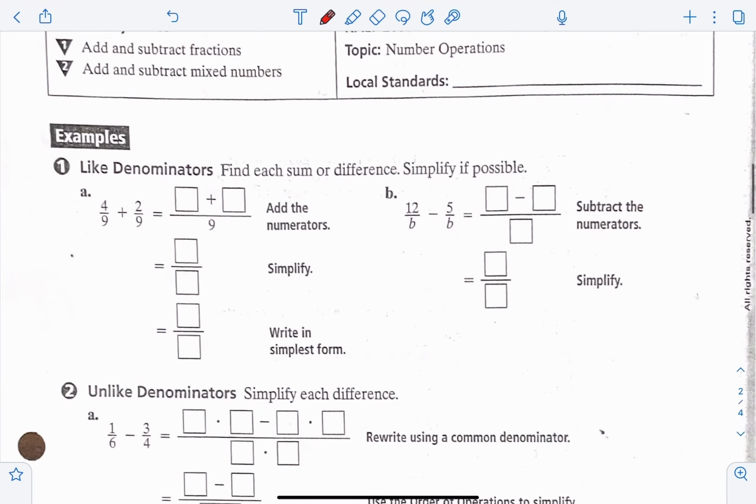Okay, so this first one says, find each sum or difference, simplify if possible. So we have 4 over 9 plus 2 over 9. They have the same denominator, right? So you're just going to rewrite it as a fraction over that same denominator, because that shows that you're just having 4 plus 2, and then over the 9. 4 plus 2 is 6, so you end up with 6 over 9. We need to simplify this, so we can divide the top and the bottom by 3, and we end up with 2 over 3.